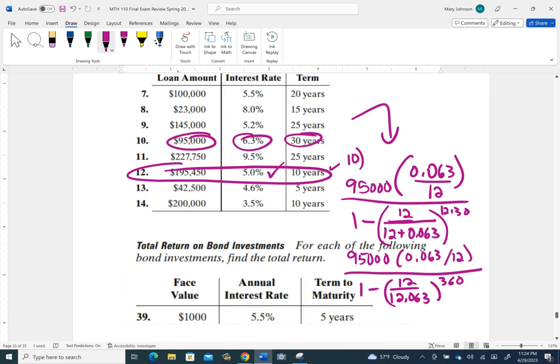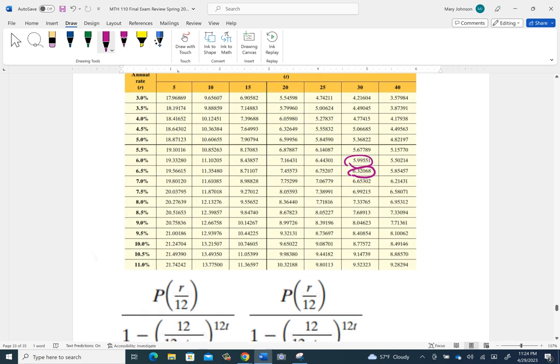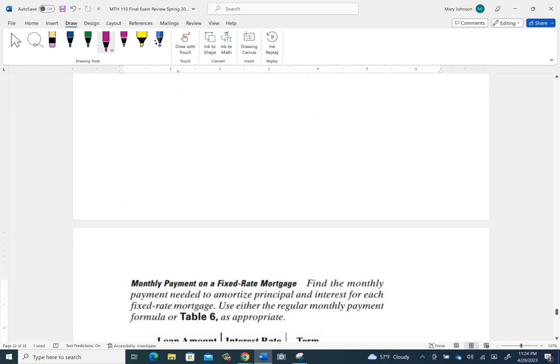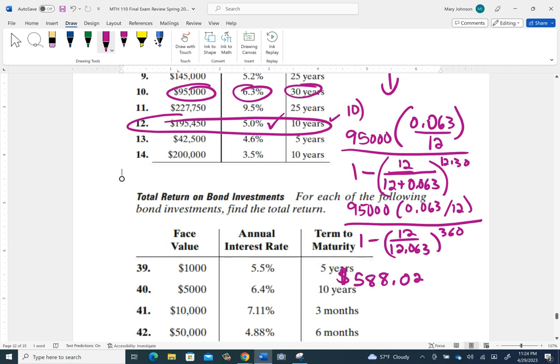Okay, it was 5%, 10 years. So I'm going to go to 5% in 10 years and pull this factor, 10.60655. Okay. So for number 12, 10.60655 was the factor from the table.